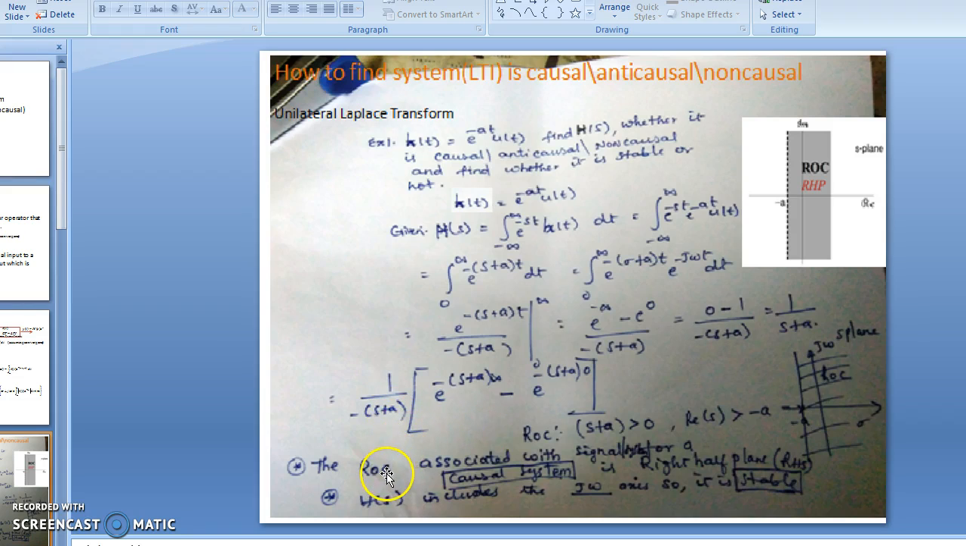Now we can observe that the ROC is associated with a system for a right half plane, that is right of the plane. So it is a causal system. Now as the j omega axis passes in the ROC plane, that's why it is a stable system.